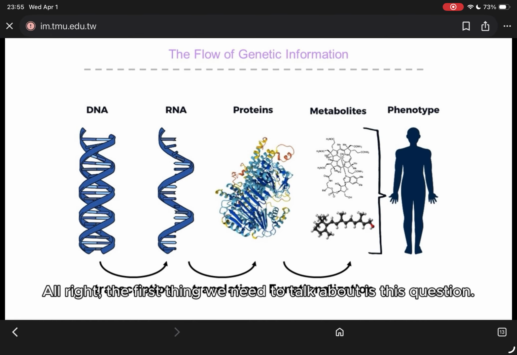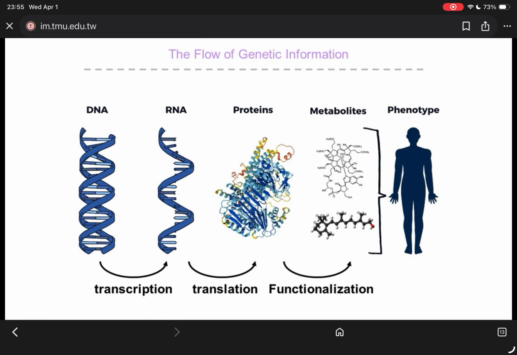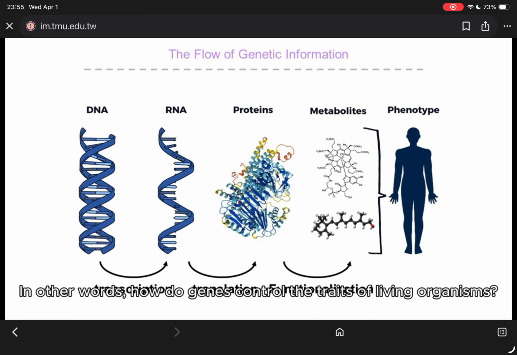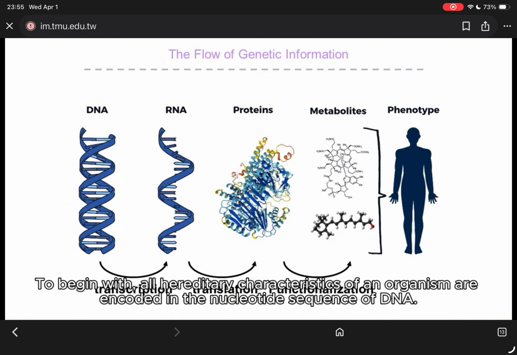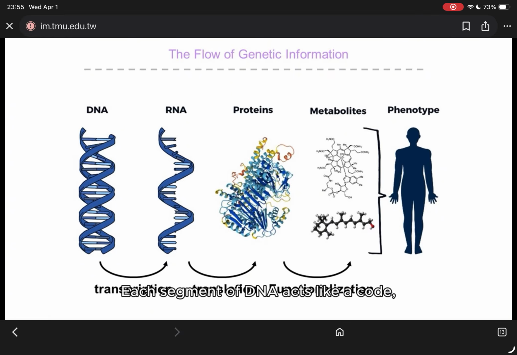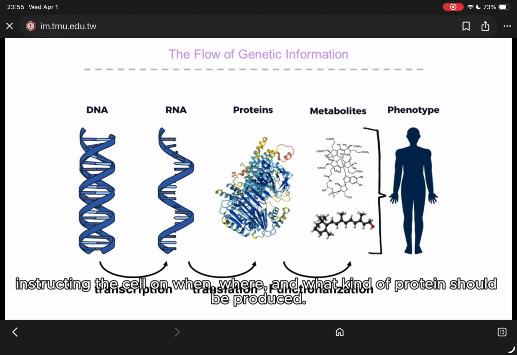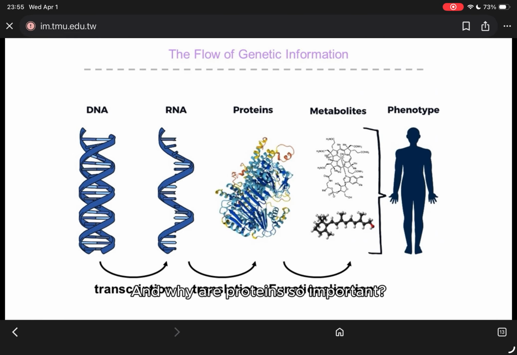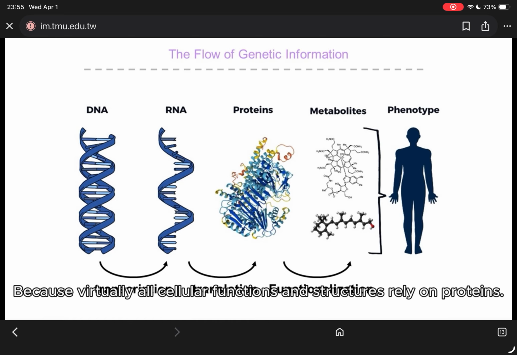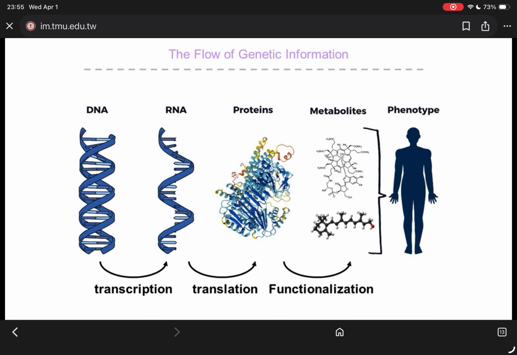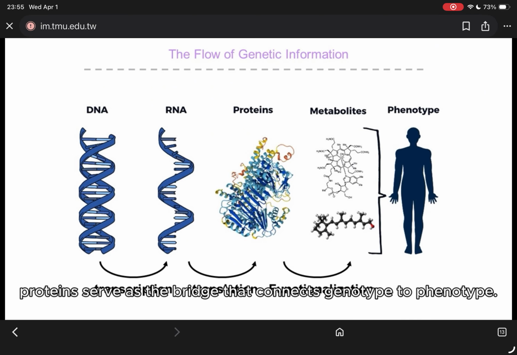All right, the first thing we need to talk about is this question. How does genetic information flow and get transmitted? In other words, how do genes control the traits of living organisms? To begin with, all hereditary characteristics of an organism are encoded in the nucleotide sequence of DNA. Each segment of DNA acts like a code, instructing the cell on when, where, and what kind of protein should be produced. And why are proteins so important? Because virtually all cellular functions and structures rely on proteins. In this sense, proteins serve as the bridge that connects genotype to phenotype.